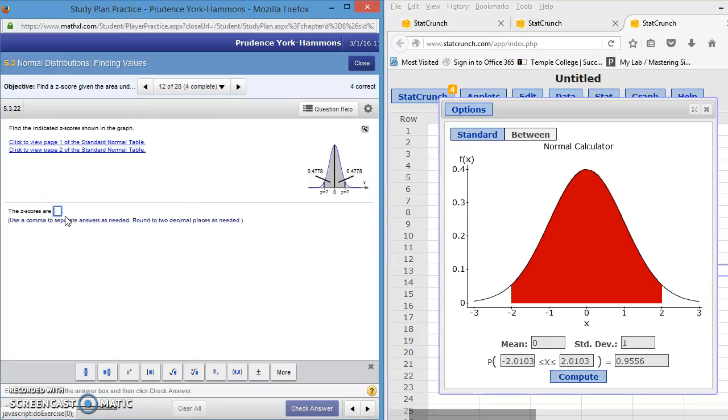So the one on the left would be negative 2.01, comma, and then I would have a positive 2.01. They're the same value of z. The symmetry here with the equal area on either side indicates that they will have the same numerical value. It's just one will be negative and one will be positive. They're equidistant from 0. So I'm going to close that one.